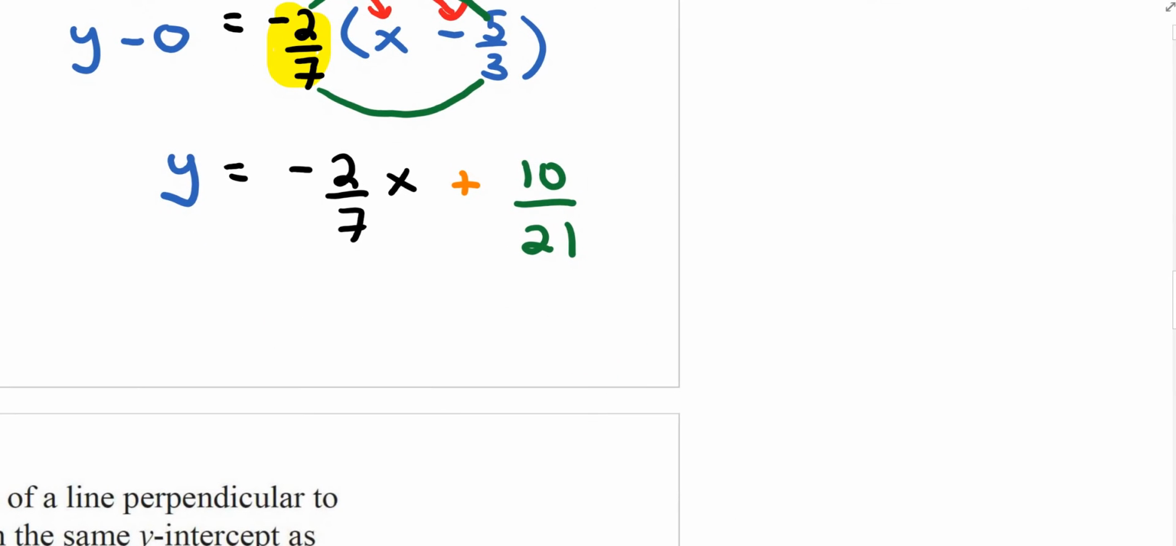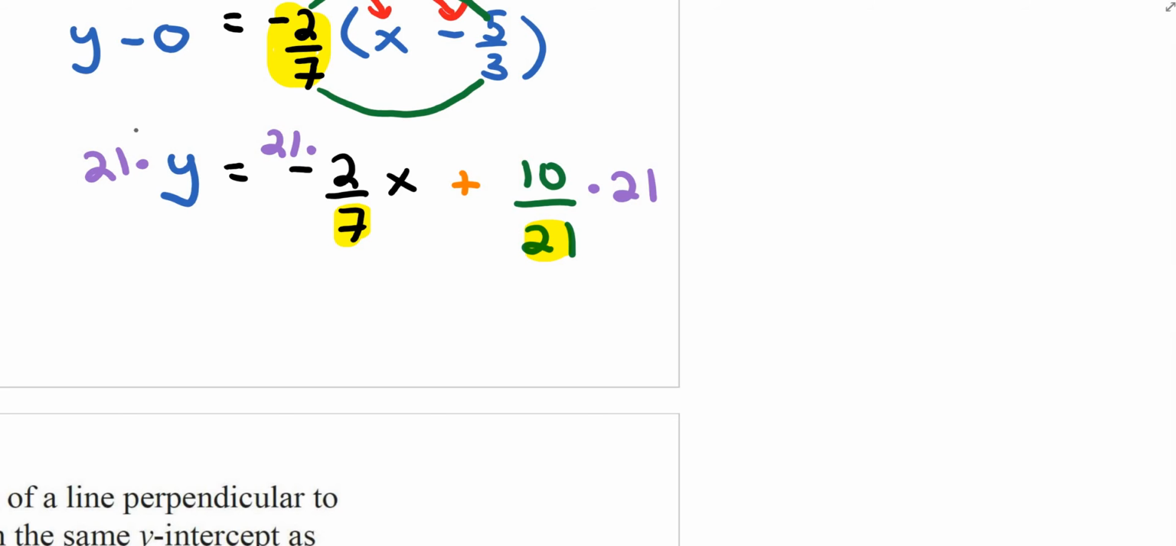All right, so right now, this is written in slope-intercept form. What we should do now is write this expression in standard form. So taking a look at the denominators here, I have a 7 and 21. The least common multiple between 7 and 21 is 21. So let's multiply everything by 21.